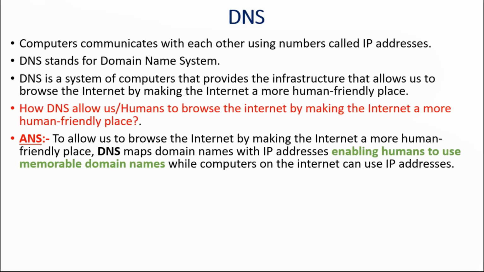DNS maps domain names with IP addresses, enabling humans to use memorable domain names, while computers on the internet can use IP addresses. So the answer is that the domain name system maps a domain name with an IP address. Now humans do not need to remember the IP address of the device. They need to remember the name of the domain, while computers on the internet can use their original IP addresses.